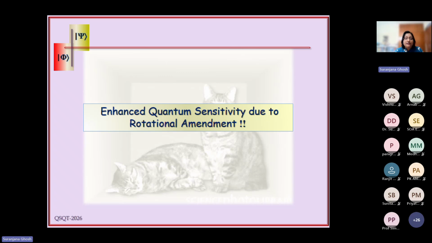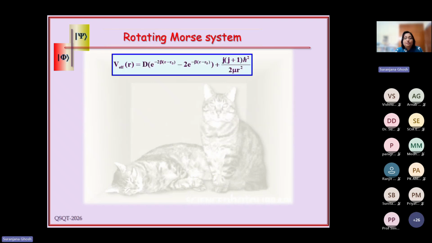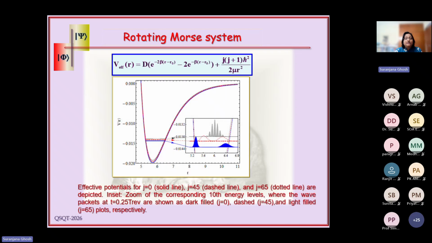Now, enhancement is also possible if we consider the rotational effect. So far we have considered only the vibrational motion. Now we consider the rotational effect also. For that, we have taken a rotating mode system. It's a one-dimensional potential which has both contributions. This is for the vibrational motion, and this is coming from the rotational part. So if the centrifugal force is high, J is high, then obviously the internuclear distance will change and the potential will increase.